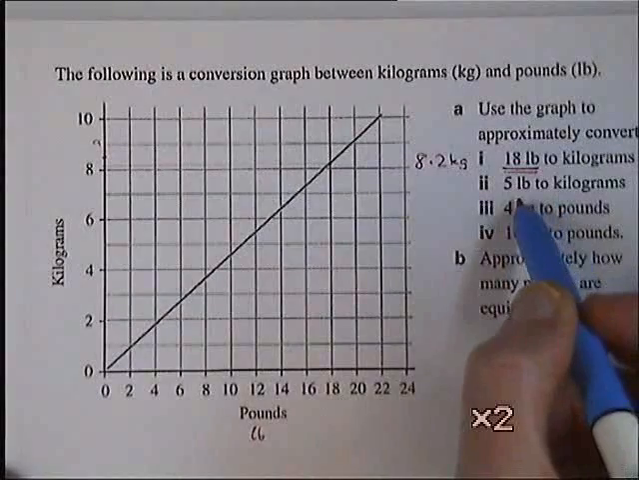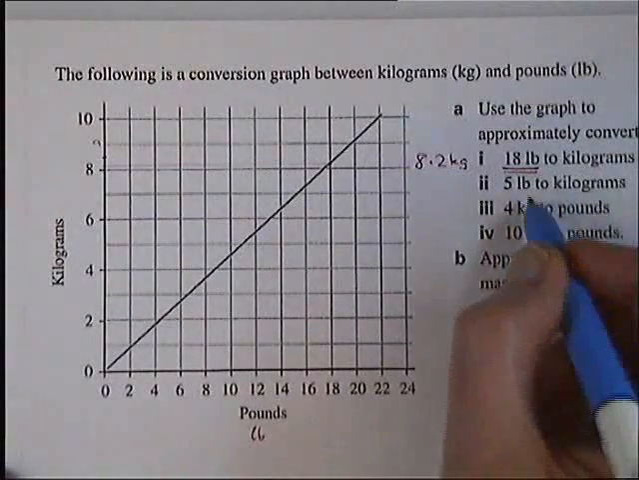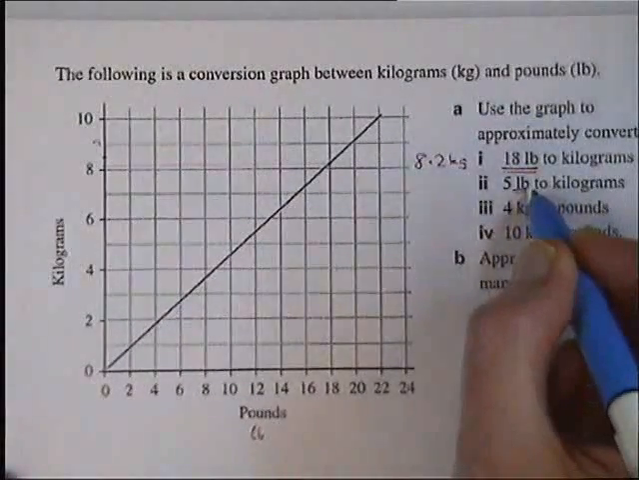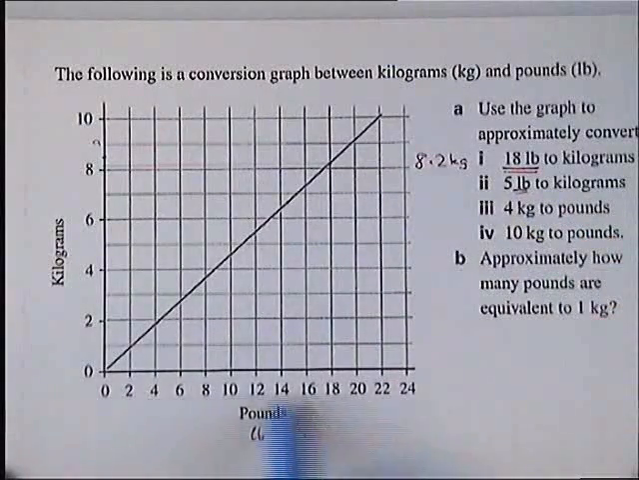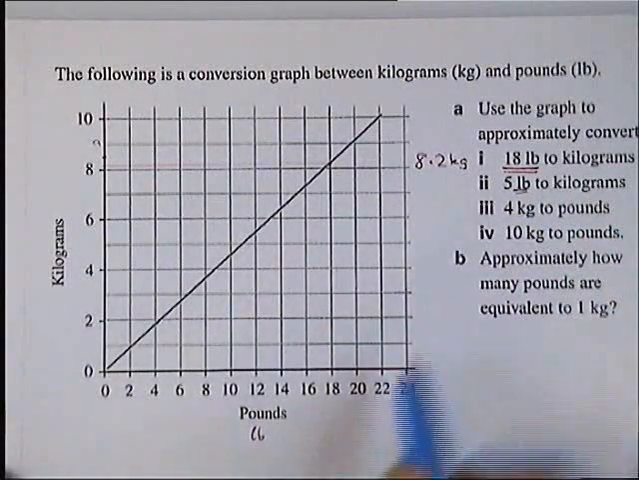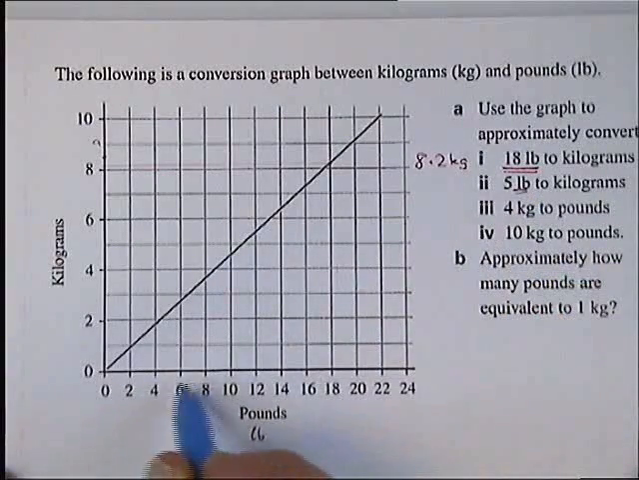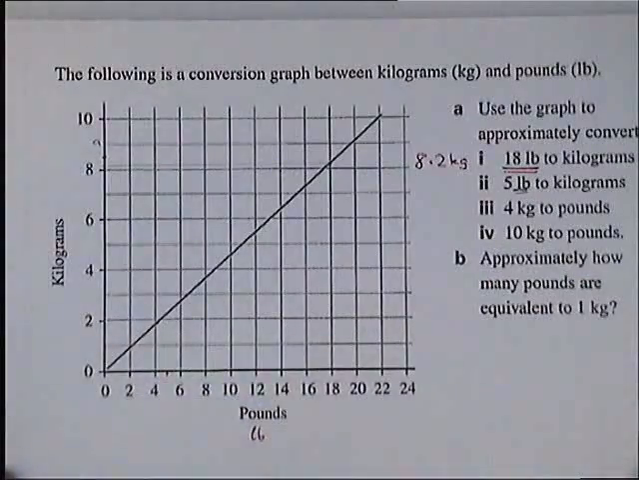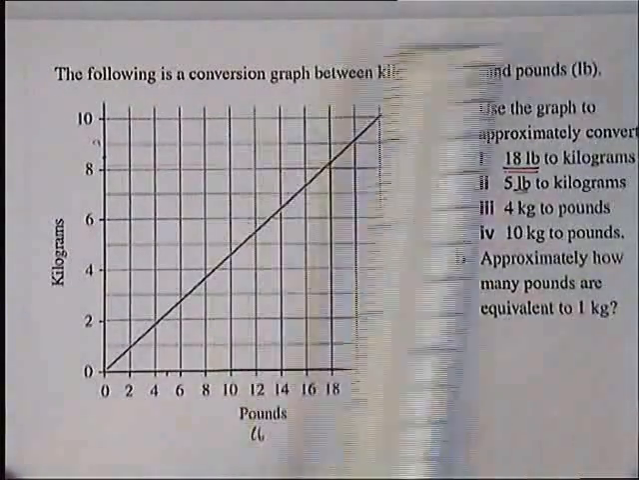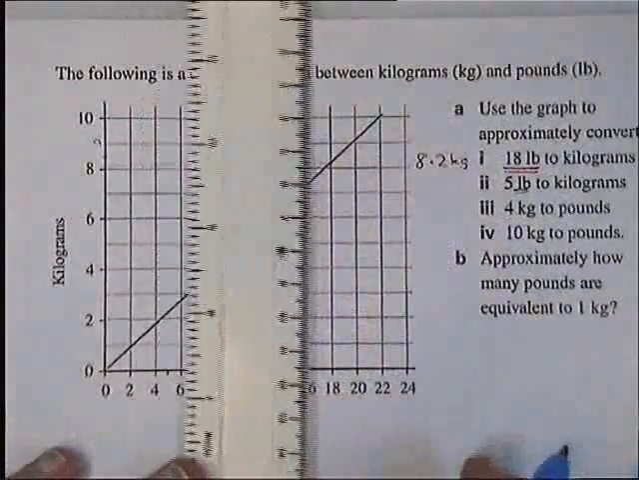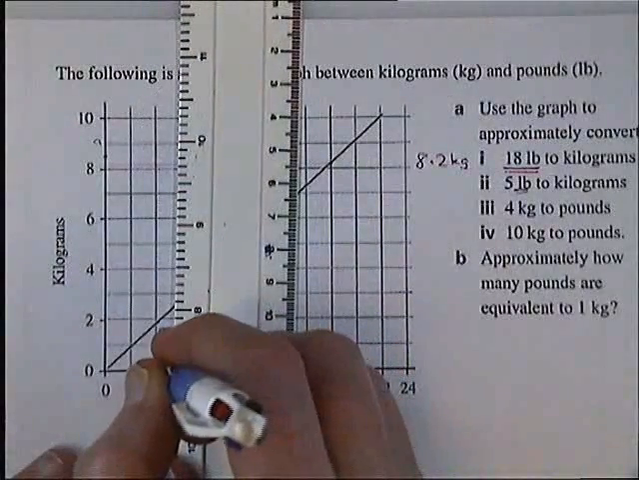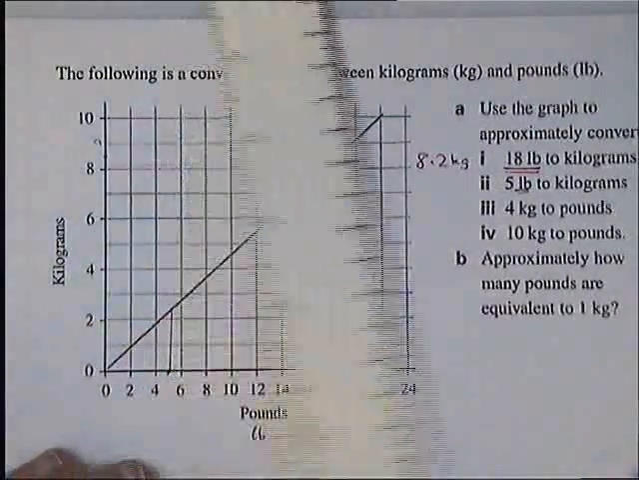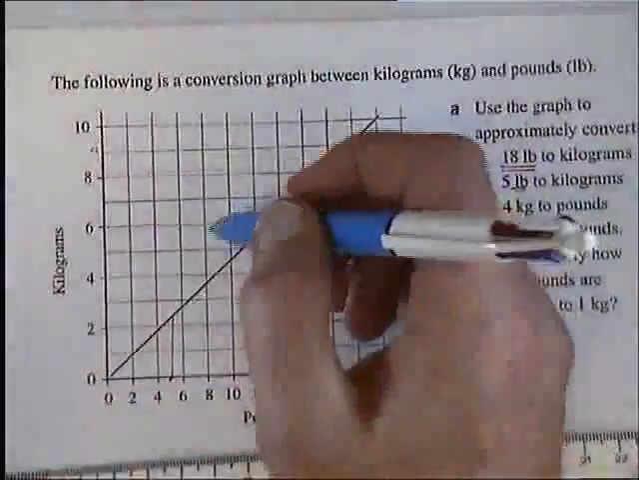This next one, I've got to change 5 pounds to kilograms. So again, I find my pounds numbers. Well, they're the ones along the bottom. I find where 5 is. Well, there's 4, there's 6, so 5 will be halfway in between them. From there I go up to my graph line. So I'm going to go up here, up to my graph line, and then I'm going to go along to the left.